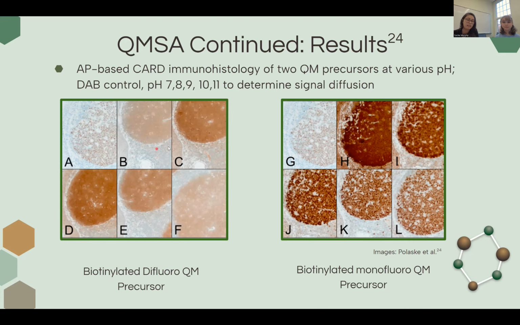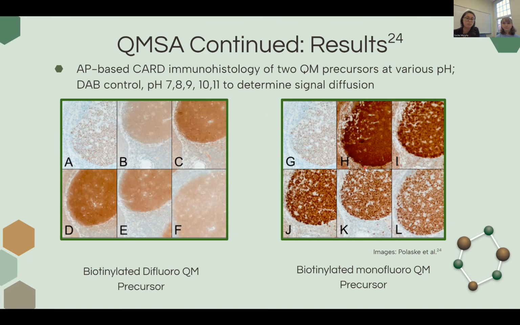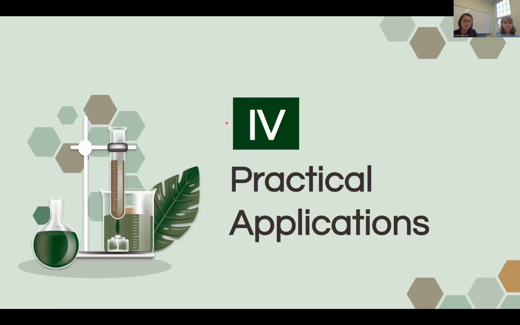And you're able to see that there's a little bit of staining, but not too much. And then in pH 8 and 9, there's a lot more staining because that is where AP is the most reactive and that's its ideal pH. And then when you compare this to the monofluoro, you can see that there's a lot of on-site binding, which is what you want, but there's also a lot of off-site binding, which is not what you want because you want to be able to specifically see only where the cancer is. So they found that difluoro is much better for this, and it also just has more clear binding at pH 8 and 9. So some practical applications.